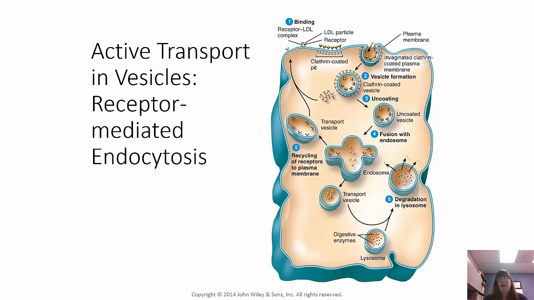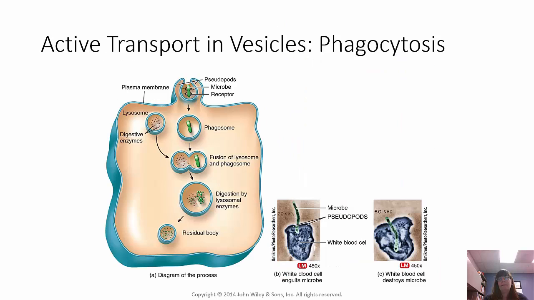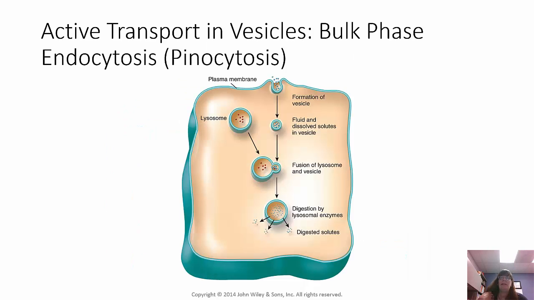So here's a picture showing you receptor-mediated endocytosis, bringing in an LDL. You can see it uncoats, it fuses with a lysosome, and it's degraded. And then we can recycle some portions. Phagocytosis, as I said, the pseudopods kind of come out and grab whatever it is, surround it, and bring it in. And pinocytosis, the plasma membrane invaginates on itself and then surrounds whatever is being brought into the cell.